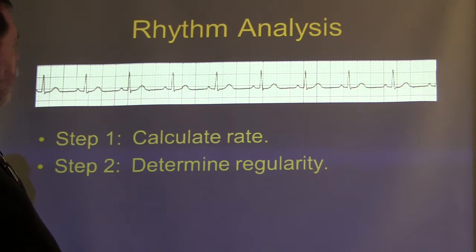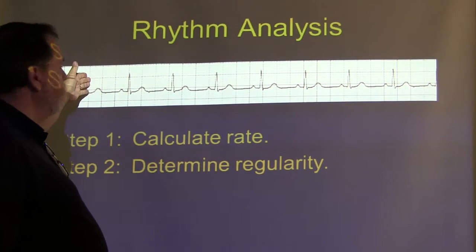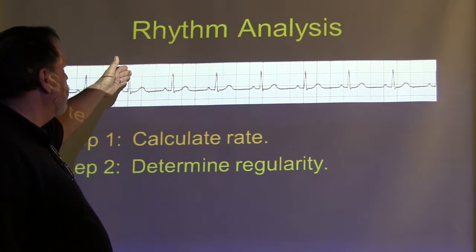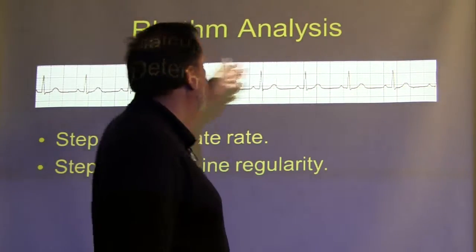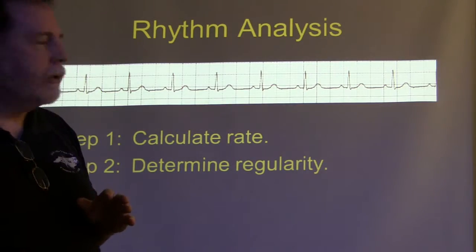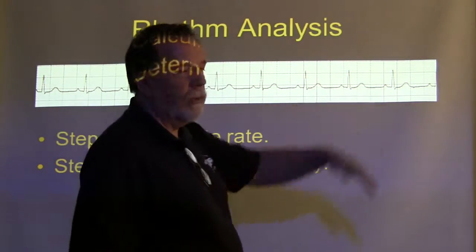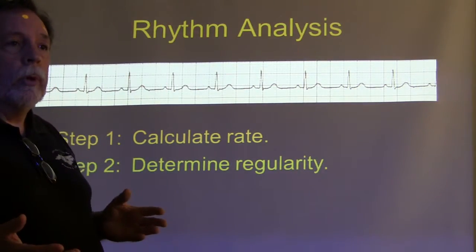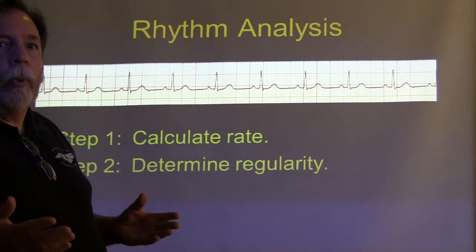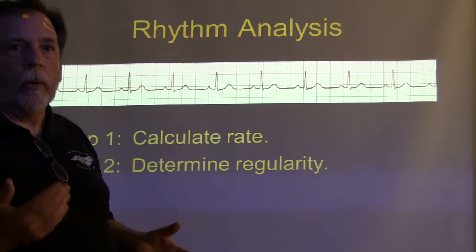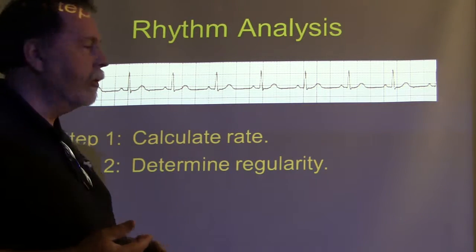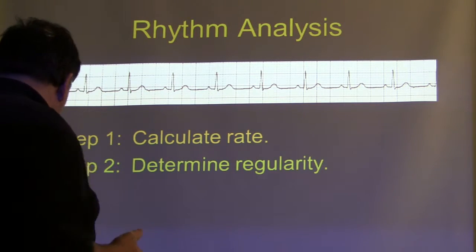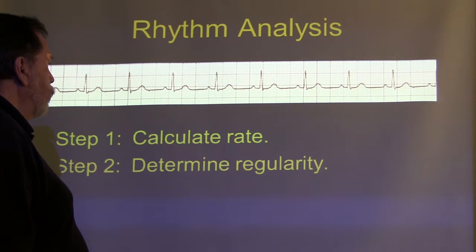When we talk about regularity, we're talking about, is this the same distance from here to here as it is from here to here? Is this the same distance between these two as these two? In other words, we compare all of the heartbeats, and obviously each one of these is an individual heartbeat. We compare each one to the other and the distance between them to make sure that it's happening at a regular rate. It doesn't always happen that way, but it is something we need to take into consideration to determine if this heartbeat is what it should be or not.